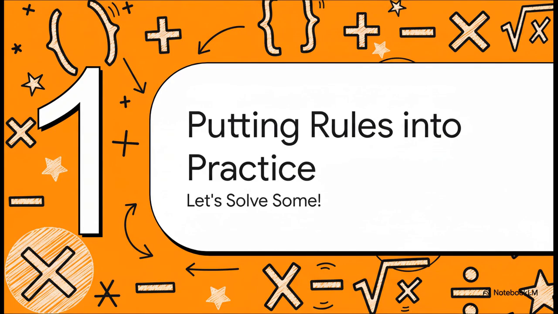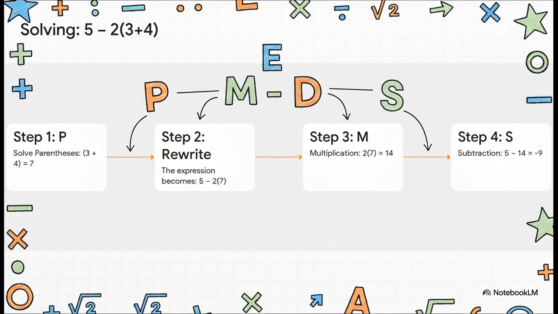Okay, theory is great, but where the rubber really meets the road is in practice. The only way to get good at this is to just, well, do it. So let's run through a bunch of examples. All right, let's look at our first example. We've got subtraction, multiplication, and parentheses.